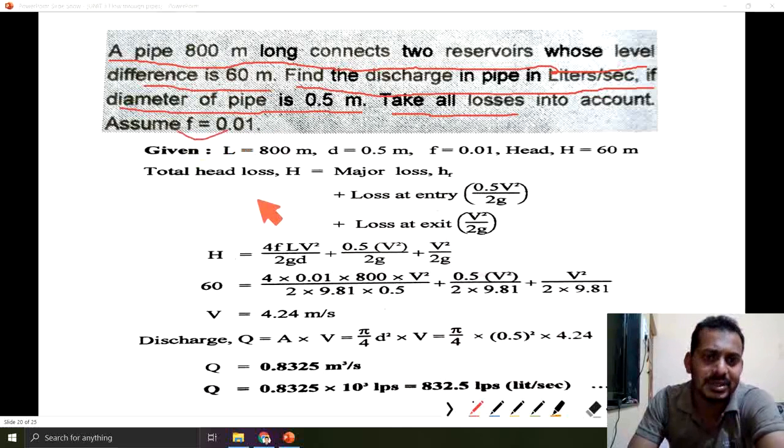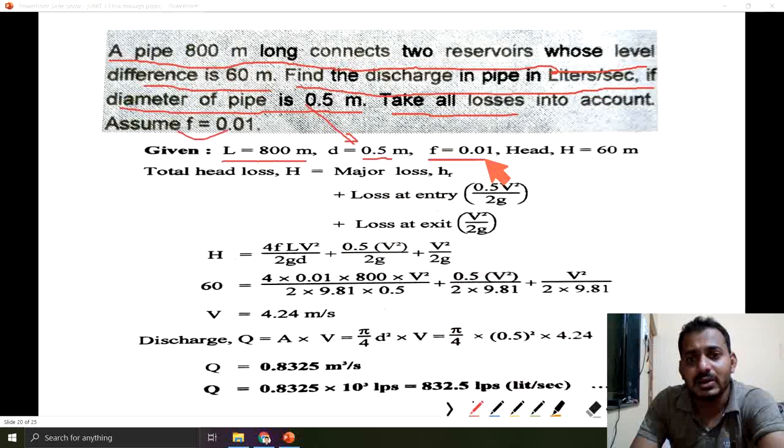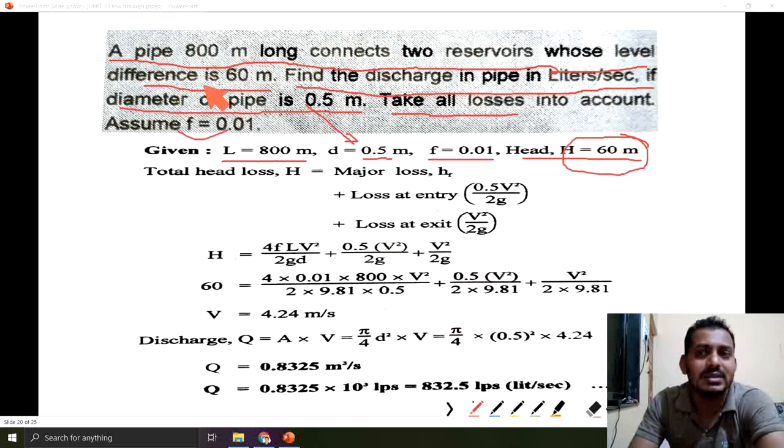The coefficient of friction is given. So the given terms we need to write down. Length is given, L is equal to 800 meter. Diameter D1 is given, 0.5. The coefficient of friction is given. Then the head is given, yes, the head is 60 meter. The level difference is nothing but the head.